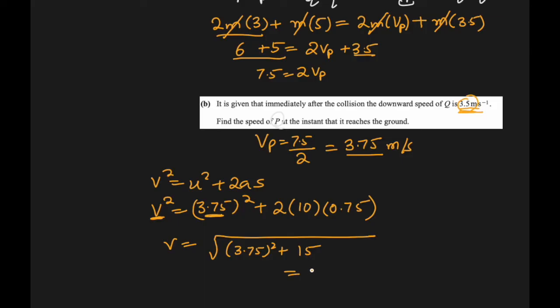What I'm getting is 5.3909646. I can write 3 significant figures, 5.39 meters per second. This is the speed with which it collides with the ground.